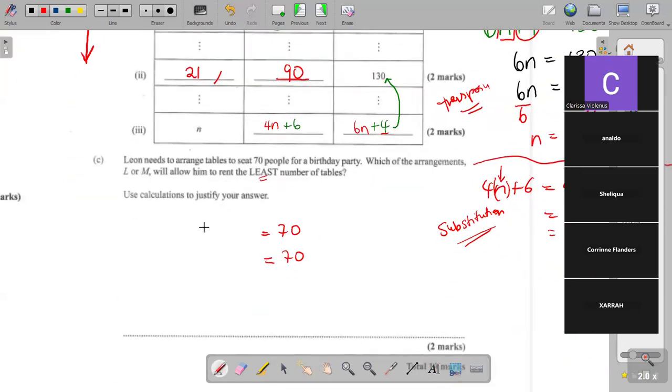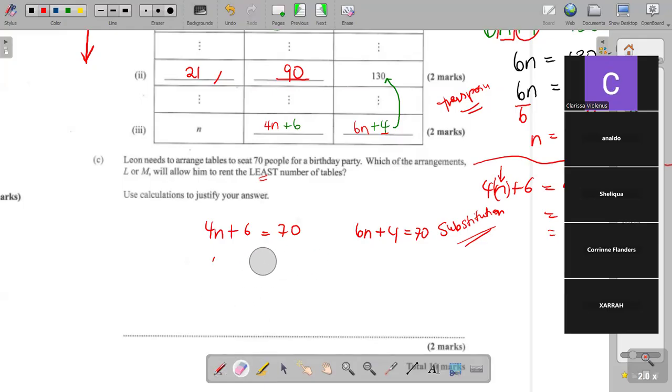So here we're going to put 4n plus 6 is equal to 70, or 6n plus 4 is equal to 70. So let me know if everybody understands how we get these two equations, because that is what students fail to do in the exam, to know how to create the equations. You realize we didn't have to make up anything. All the things we needed are there already. We just need to know how to make the connection.